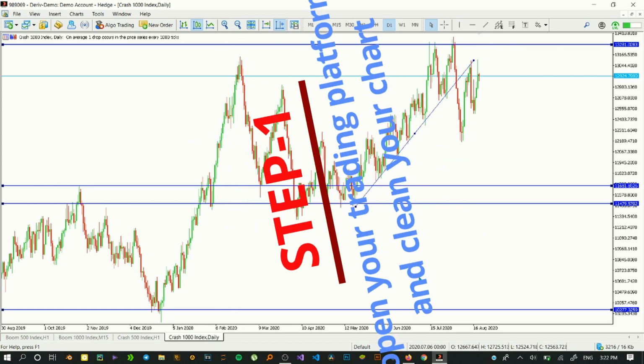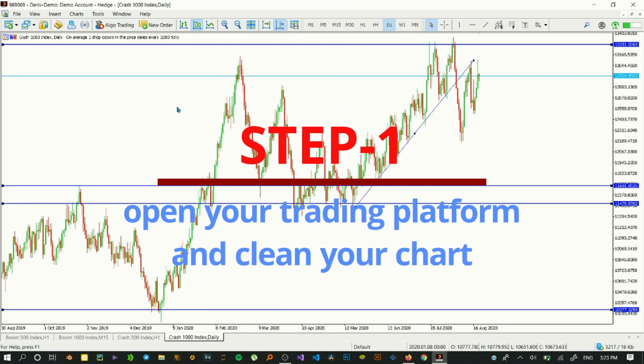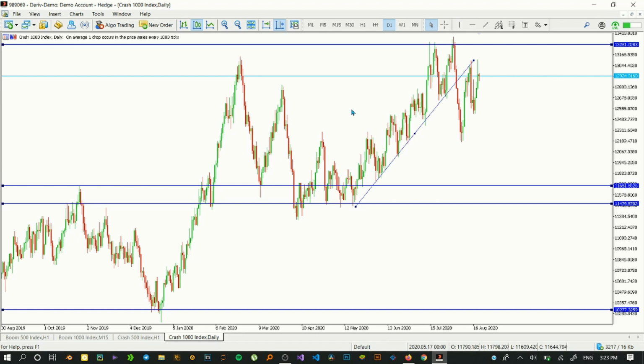So the first step I do, I open my trading platform. Then if there are any trading instruments that I have used before, like moving averages, trend lines, support and resistance levels, I clean up all of them first. Because a clean and neat chart helps you see what the market is doing. Sometimes the moving averages, levels, trend lines, and support and resistance levels might hinder you from seeing what the market is doing. Sometimes you might miss patterns, sometimes you might miss important and key levels.